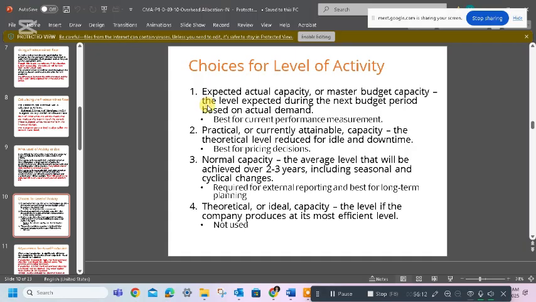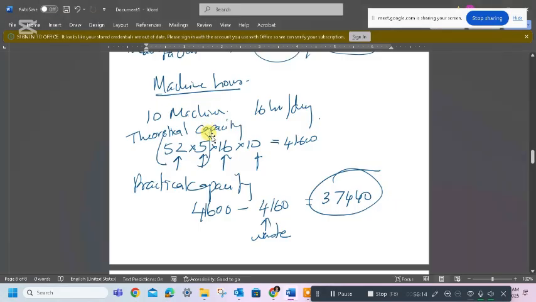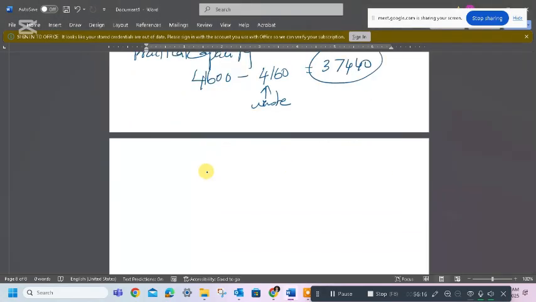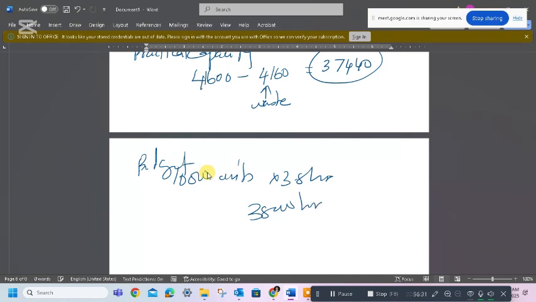Expected annual capacity means, look at the budget. Your budget says they are going to make 10,000 units. Let's say each of them takes 3.8 hours. So multiply, it's 38,000 hours. So that is budget capacity, based on the budget.